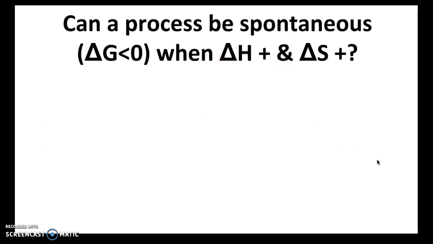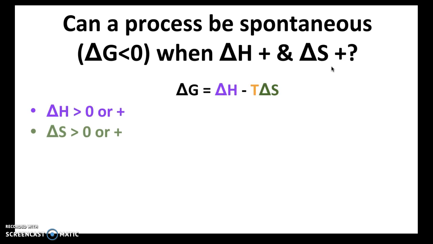Okay, so the next question is, now we're going to try it when they're both positive. The thing is, when they're both positive, delta H is going to be non-spontaneous, but delta S will be spontaneous. So how can we get it so the whole thing is spontaneous? Again, we're going to go ahead and plug in our signs.